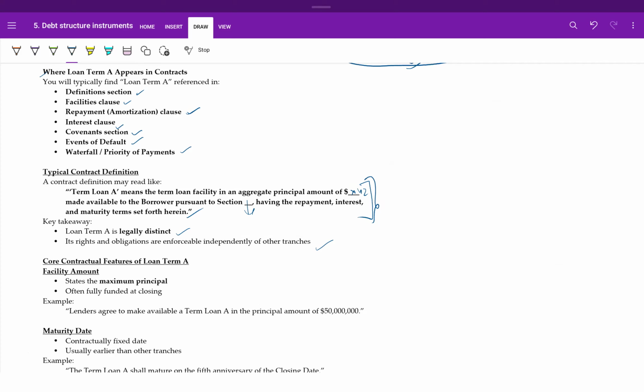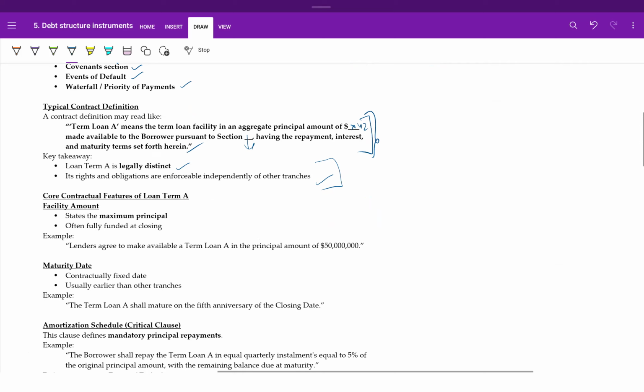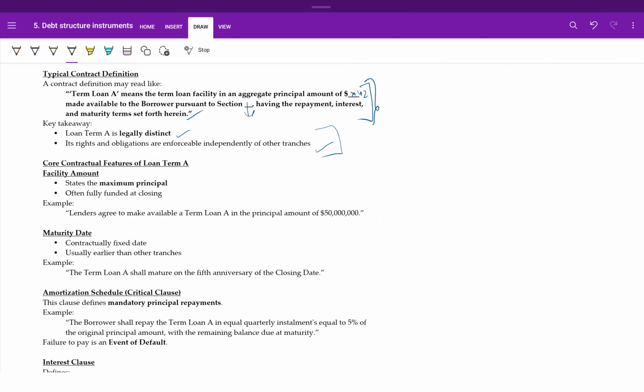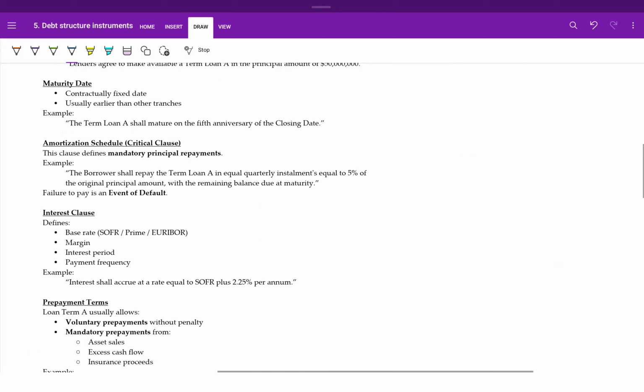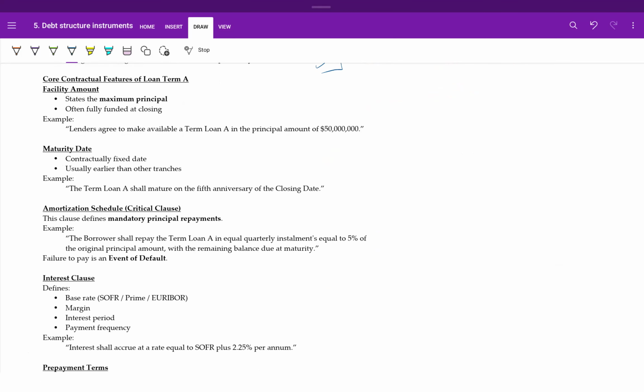And pricing, repayment, and covenants apply specifically to this facility only. So the core contractual features of loan term A. So if we discuss this, okay, let's walk through the economic engine of the contract, clause by clause. So this is how a contract looks like: facility amount, maturity amount, amortization. So these are the core contractual features.